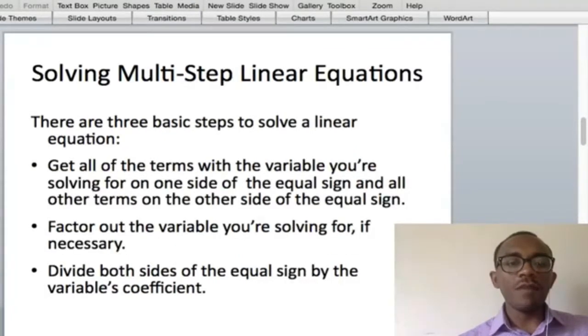So we divide both sides of the equal sign by the variable's coefficient. All right, all this was just a lecture. Now let's go to practice. I'm going to use the same words that I used in the definition to make it clear and simple for all of you, because my goal is that after watching this video, you know how to solve a linear equation.